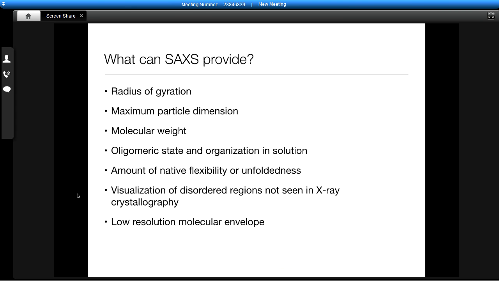And finally, what we'll talk about today is some modeling of low-resolution molecular envelopes. So that's probably one of the most common things people think about when they think of SAXS, is low-resolution molecular envelopes.